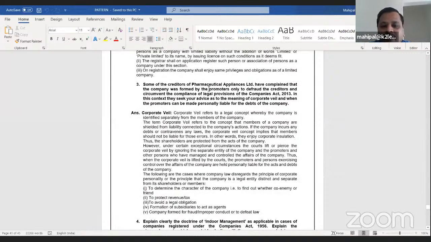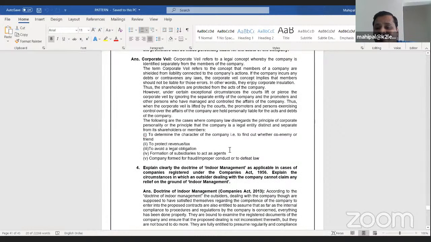Some of the creditors of Pharmaceutical Appliances Limited have complained that the company was formed by the promoters only to defraud the creditors, and to circumvent the legal provisions of the Companies Act 2013. In this context, you are asked to advise as to the meaning of corporate veil and when the promoters can be made personally liable for the debts of the company. Again, it's a question on the corporate veil. They have complained that the company was formed by the promoters only to defraud the creditors. Can the corporate veil be lifted? Yes, sir. Great.